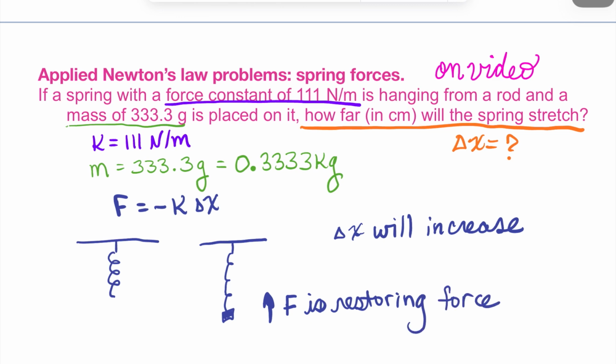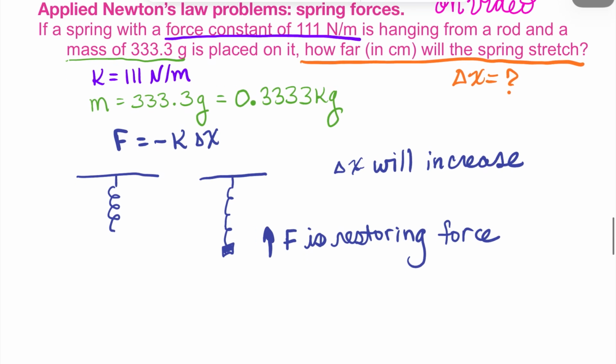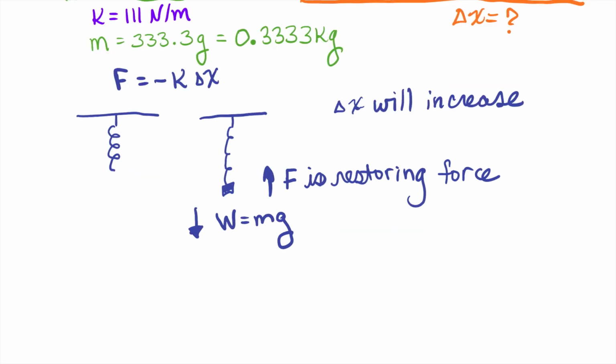What is causing the spring to stretch? Well, it's the weight. The force that's acting down that is caused by the mass. So mass times gravity, and note that is a downward force. So I am going to have negative mg, and it's negative because the weight acts down, equal to the positive restoring force. But when I write my equation, there's a negative sign there because the positive restoring force equals negative k delta x.